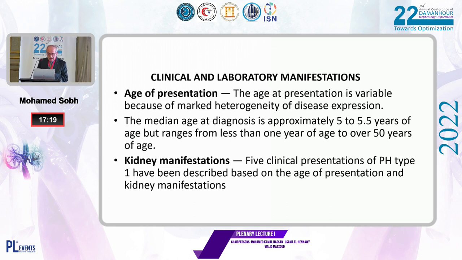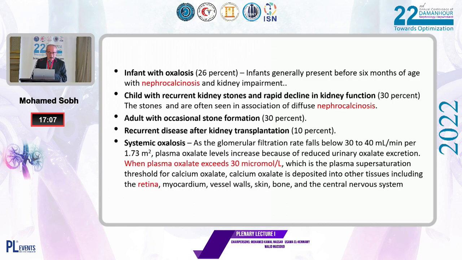Regarding kidney manifestation, five clinical presentations of primary hyperoxaluria type 1 have been described based on the age of presentation and kidney manifestation. First, infants, usually seen by pediatricians, represent 26% of cases. Infants generally present before 6 months of age with nephrocalcinosis and kidney impairment. We don't see these patients. Then children with recurrent kidney stones and rapid decline in kidney function represent 30% of cases. And an adult, if the patient reaches adulthood and has not yet manifested, usually comes with recurrent stones.